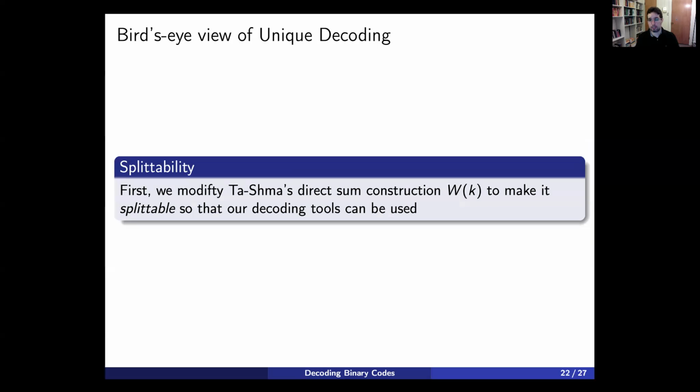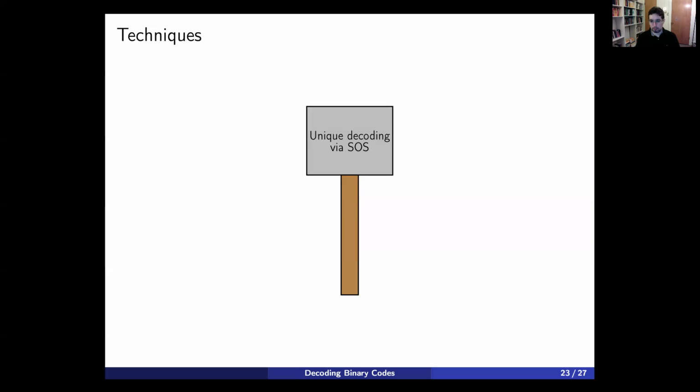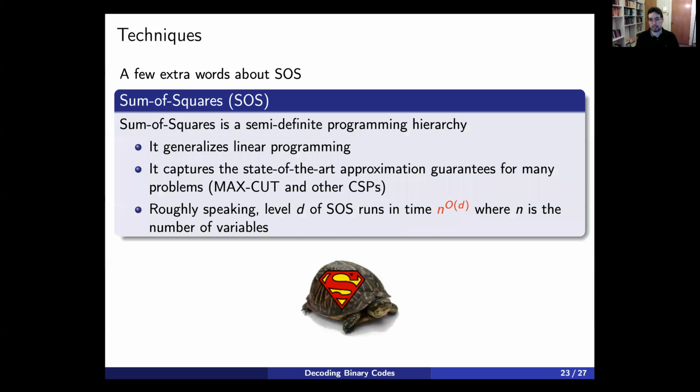So the first thing that we need to do is to modify Ta-Shma's construction slightly to obtain splittability. Because now with splittability, we can apply our machinery, right? And recomputing the parameters of unique decoding with the splittable version of Ta-Shma, we have a new unique decoding algorithm. And you can ask, what are the parameters? Before we say something about that, let's digress a little bit about SOS.